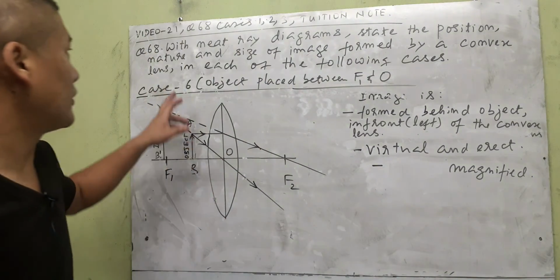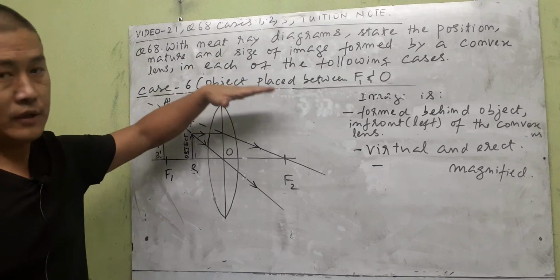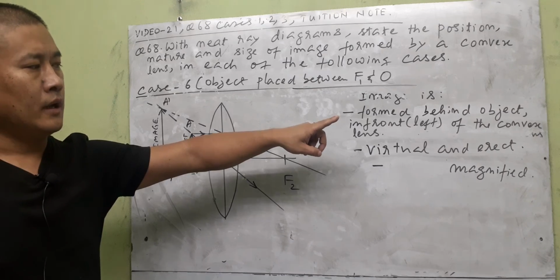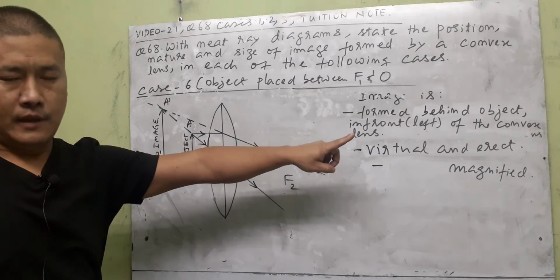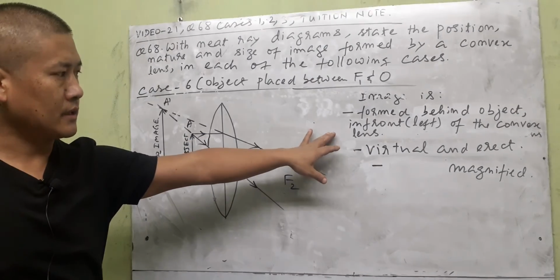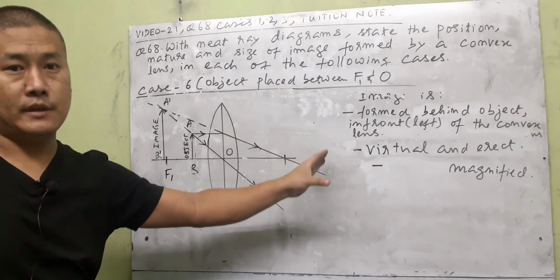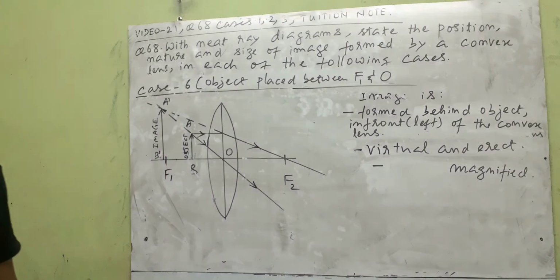6 cases for formation of image by convex lenses. Case 1 to 6. Case 1 to 5 was real inverted behind or right side of the convex lens. The last case 6 was the only case where virtual erect. It was in front or left of the convex lens. Keep that in mind. Okay, so this concludes the class.